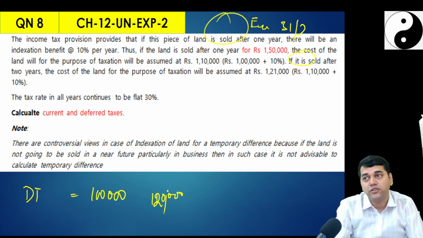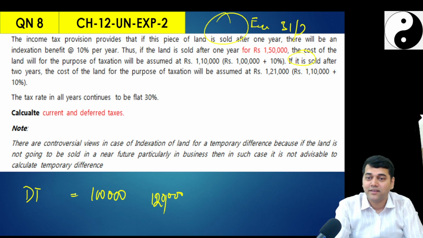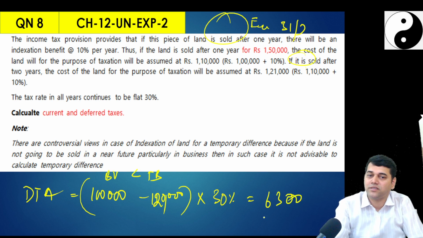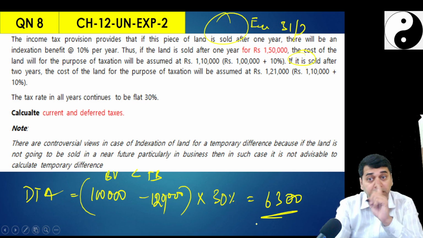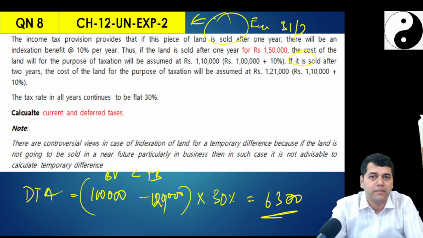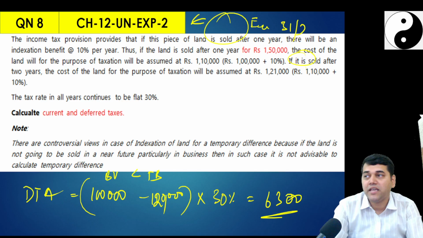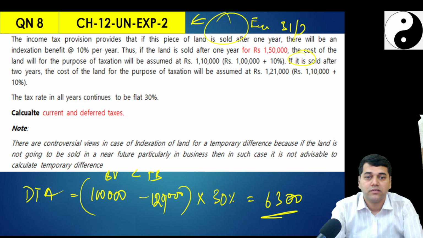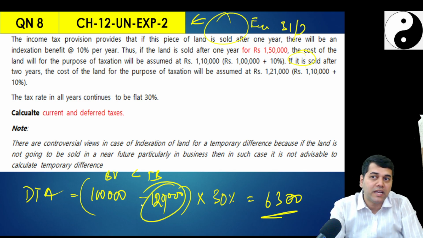Now, does this result in a deferred tax asset or liability? Asset. Why? Because the book value of the asset is less than the tax base, so you say deferred tax asset. How much? Into 30%, 6,300. Be careful in the question, this is just an example. If they give you a hint that they have planned to sell at the end of the second year, then no assumption, you have to take 1 lakh 21 only.